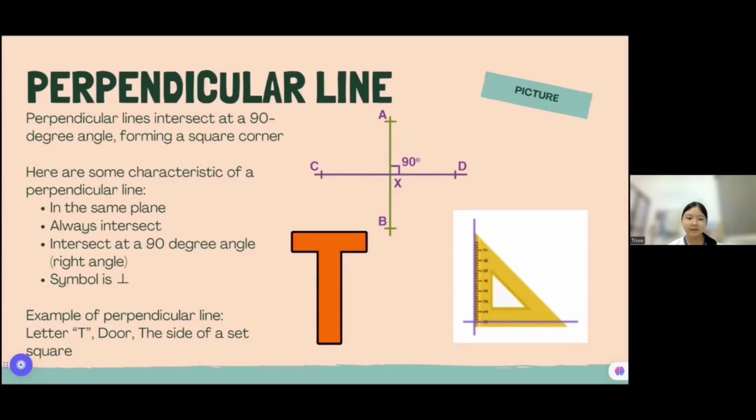The characteristics of perpendicular lines are: they are in the same plane and always intersect. They intersect at a 90 degree angle, and the symbol is an upside down T. There are a few examples of perpendicular lines in real life, for example, the letter T, a door, and the side of a set square.